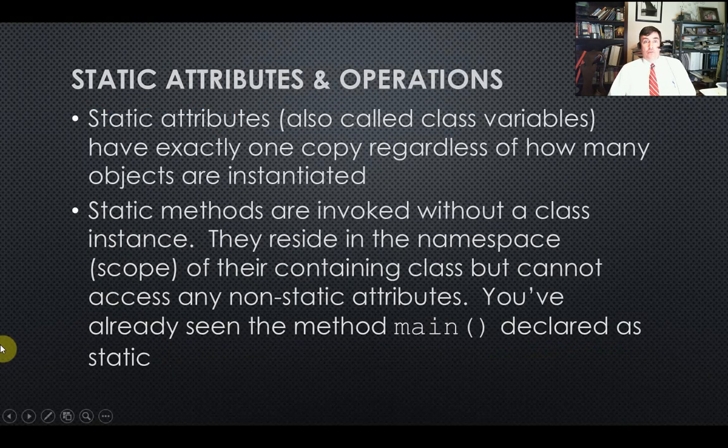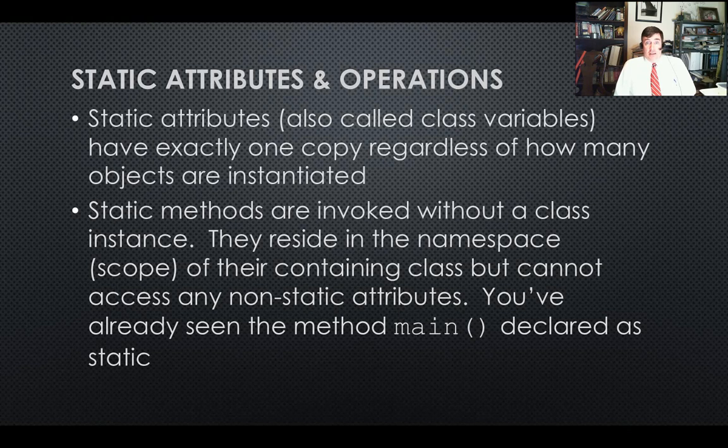So I promised you we would go over static and final. So static attributes, remember an attribute is a variable inside a class, have exactly one copy for every instance of that class. A lot of times they're used for constant values, but they don't have to be. So if you create a static attribute, no matter how many objects you instantiate, you only have memory storage for one of those variables. You've already seen static methods.